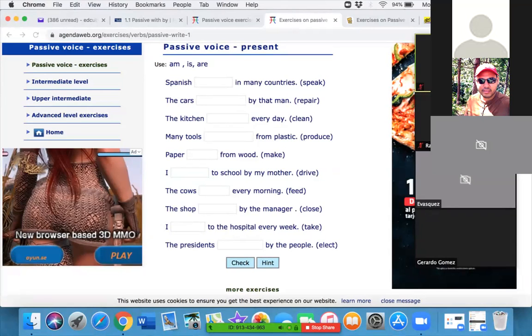Good. So the correct answer is I am driven to school by my mother, with N at the end. Here we put an N. We put driven. Like this. Okay. The next one, the cows.